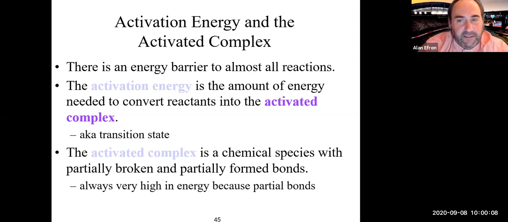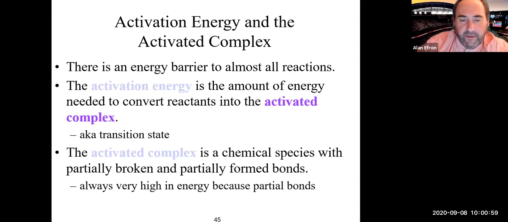The activation energy, as I mentioned, is the minimum amount of energy needed to convert the reactants into the activated complex or transition state. Remember that the activated complex or transition state is the top of the hill, the highest point in terms of energy. The activated complex is very high in energy and unstable, partly because it has those partially made, partially broken bonds. You could almost think of it as a transition point going from reactants to products, the intermediate that gets you to the other side.